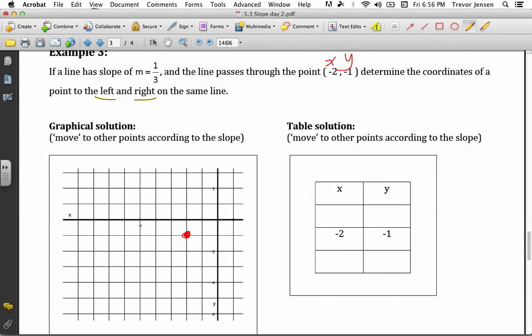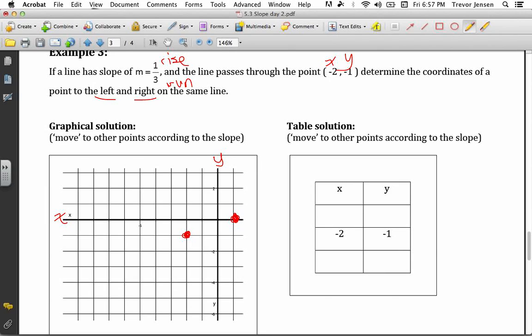So I know that this is the x-axis, my horizontal line. This is my y-axis, the vertical line. So when x is negative 2, y is negative 1, that's my starting point. Now let's use the slope of 1 over 3. I know 1 represents the rise, 3 represents the run. A positive rise means goes up 1. A positive run means goes to the right, so right 3. So up 1, right 3 from our starting point. Up 1, right 3, 1, 2, 3. Here's my point.